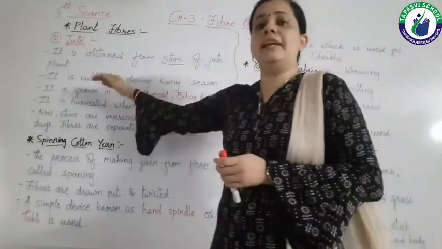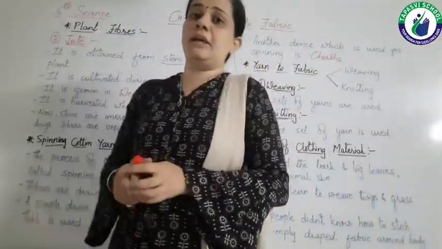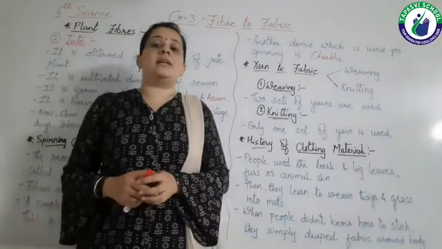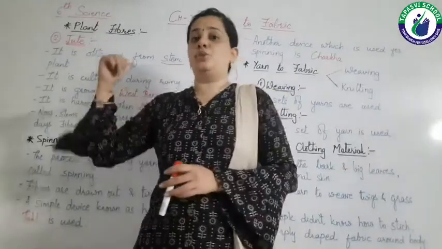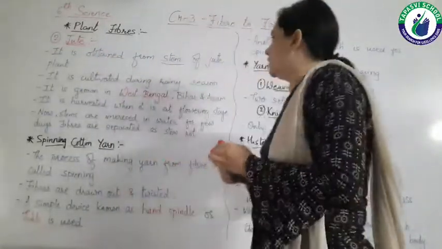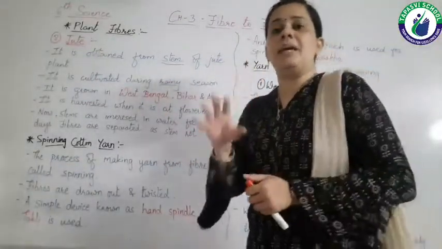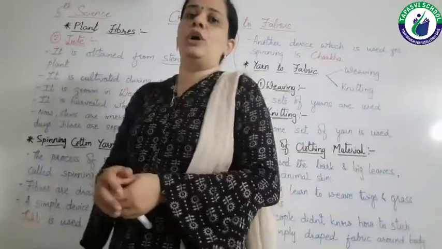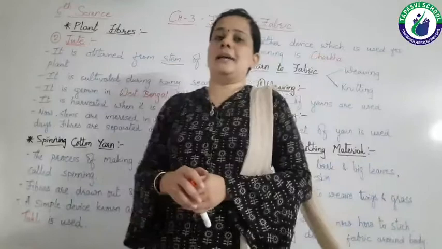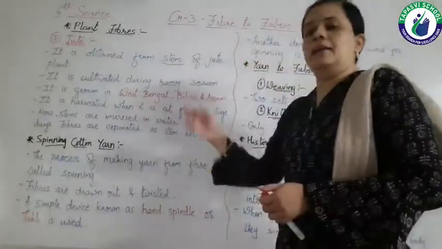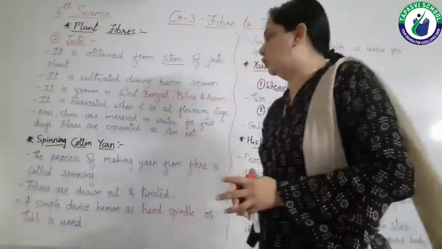So it is generally cultivated in the rainy season. If we compare it with cotton fiber, then cotton is generally grown in warm climate and black soil. But jute is generally cultivated in the rainy season. In India, there are mainly 3 states which grow and cultivate the jute plant. These are Assam, West Bengal and Bihar. So in these 3 states mainly jute is grown.